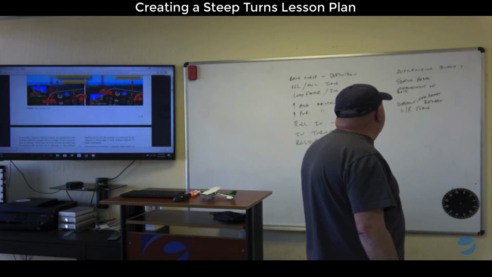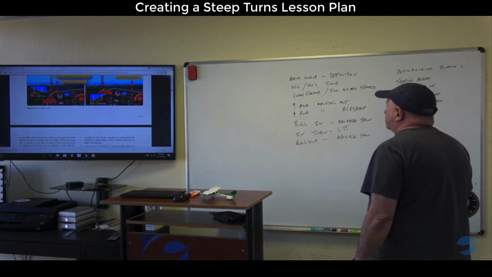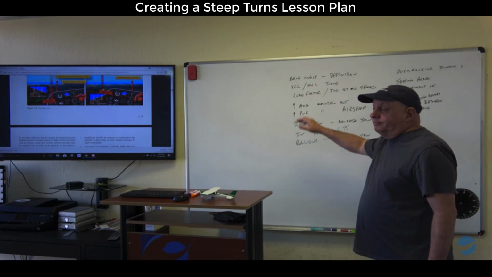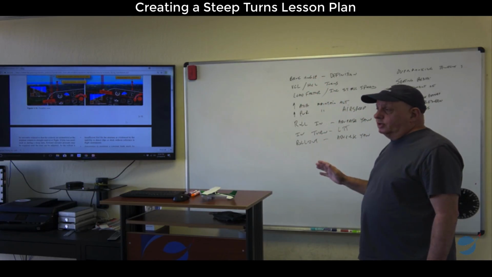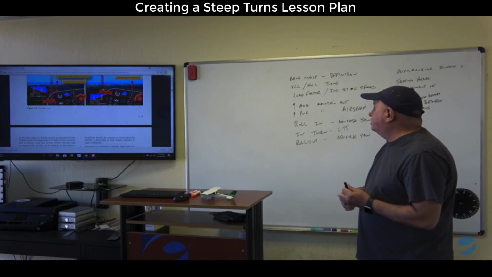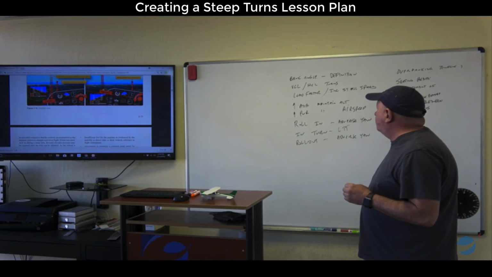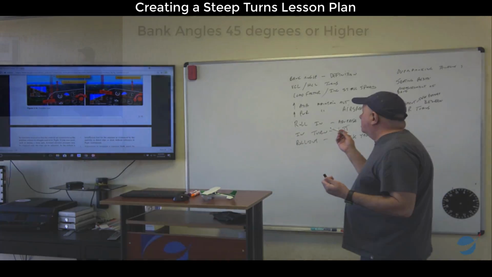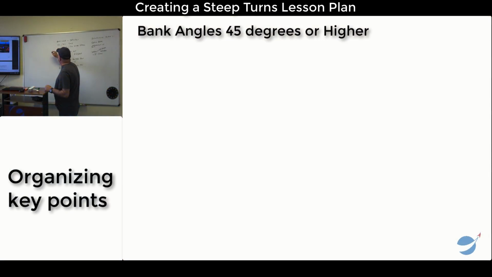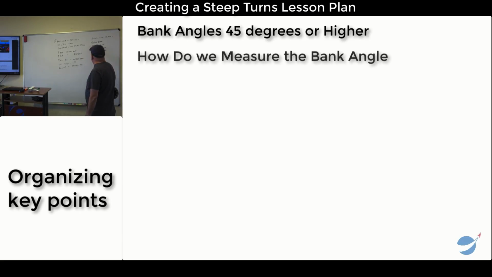So let's have a look and see if we can order these points in a way that makes sense. Assuming we've already written the objective, written the motivation and the learning outcome, and we're looking only at the elements, then I think we would want to say a steep turn is, this would be number one, bank angles 45 degrees or higher, but at least 50 degrees for the commercial. I think we'd want to look over here and say, how do we measure the bank angle? That'd be probably the second thing.